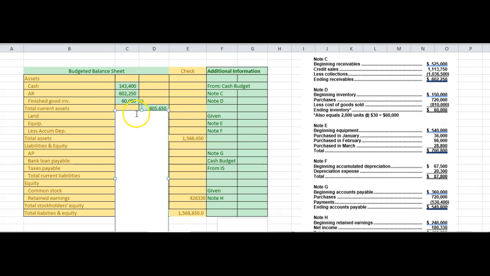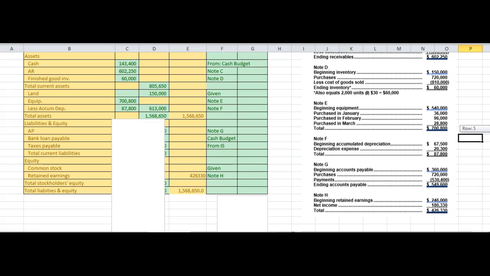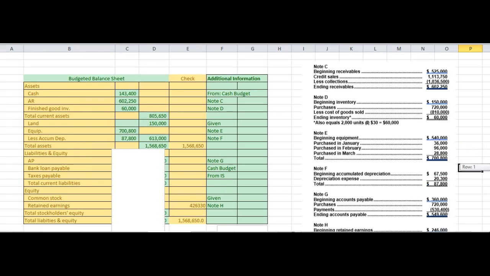And if you add those up, those are current. Those are $805,000. Our land came in at $150,000. I gave that to you. And then you had to calculate equipment and accumulated depreciation. So what was our ending equipment balance? $700,800. If you went down and you found the accumulated depreciation had increased to $80,800.